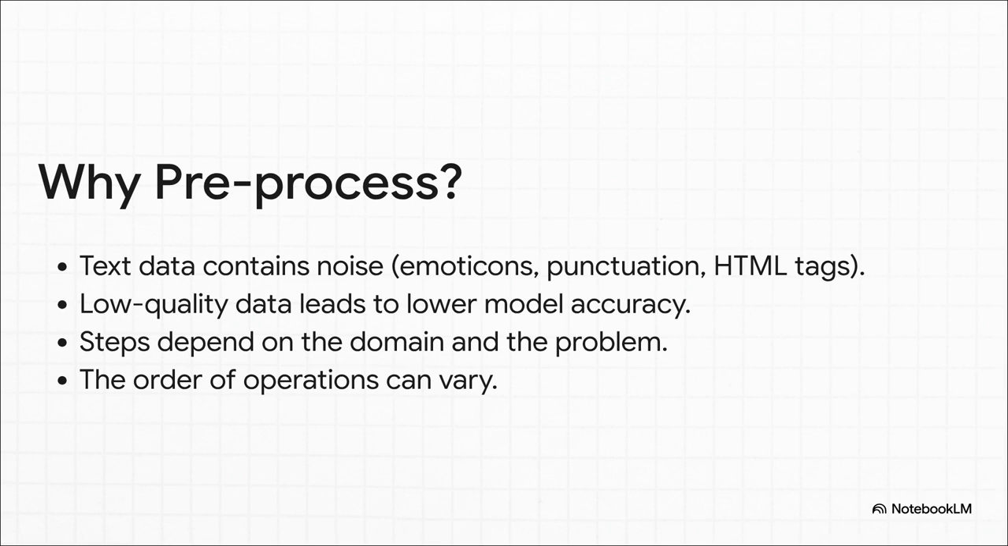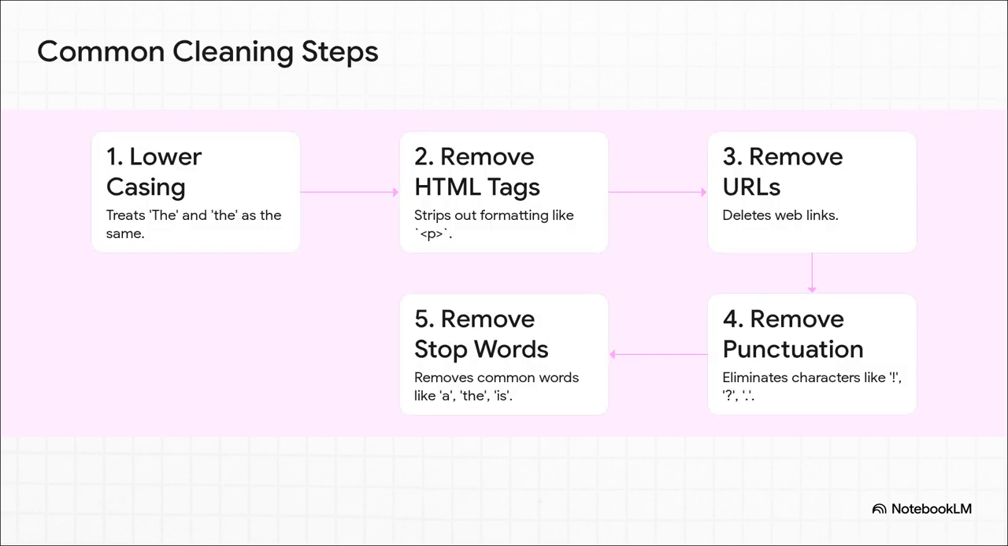And you've got to remember, this isn't a one-size-fits-all kind of deal. The exact steps you take and even the order you do them in really depends on the specific problem you're trying to solve. Here are some of the most common stations on our cleaning line. We usually start with lowercasing, just to make sure that the with a capital T and the with a lowercase t are seen as the same word. Then we start stripping out things that are just for humans, like HTML tags and URLs. We'll get rid of punctuation. And finally, we often remove something called stopwords.